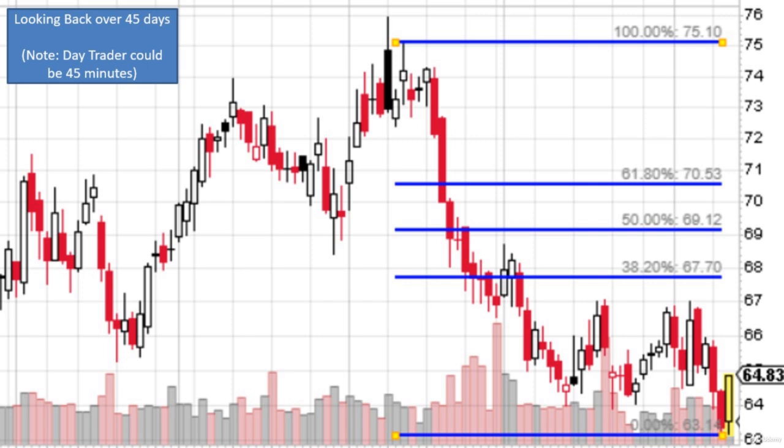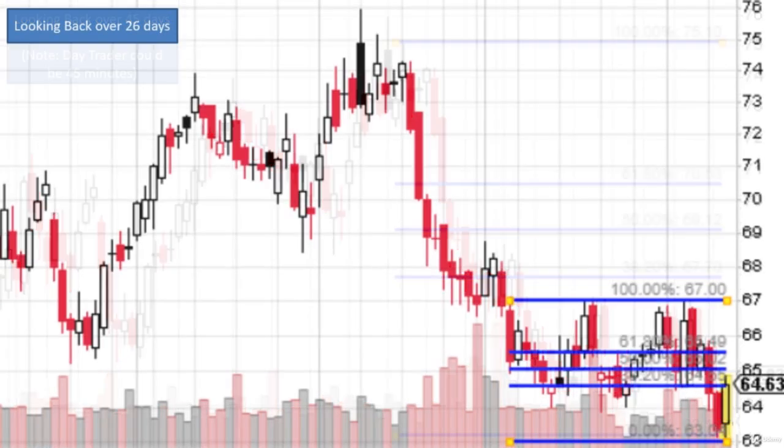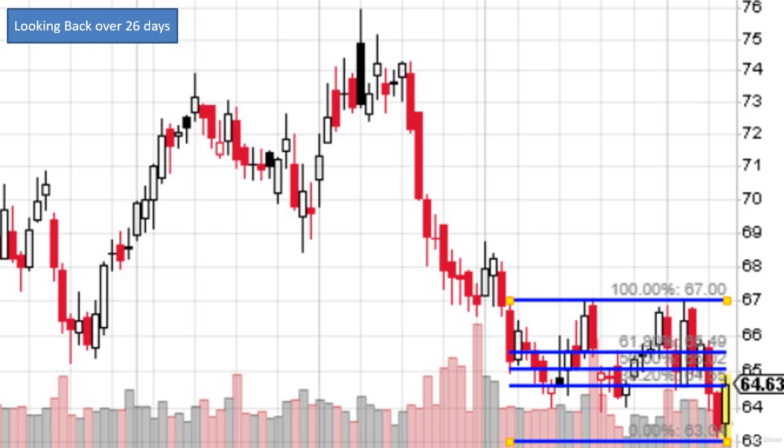But let's say I changed that and I said, I don't want to look all the way back 45 days. That seems like ancient history now. We're definitely in this more narrow trading range. Let's look back less time. So now I'm going back to more of that trading range, a narrower range, looking back over 26 days, because this is really more the range I'm in right now. It had that high, and $75 might give me an idea of potential.